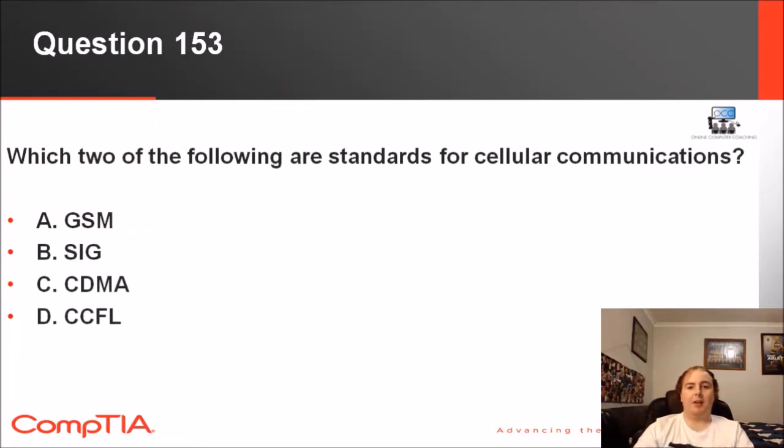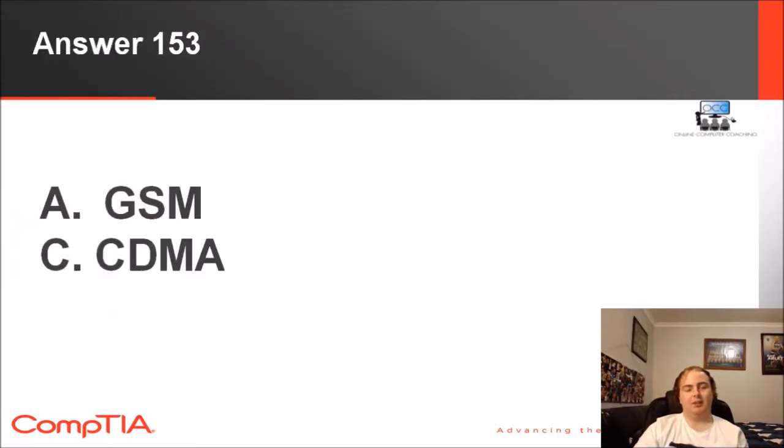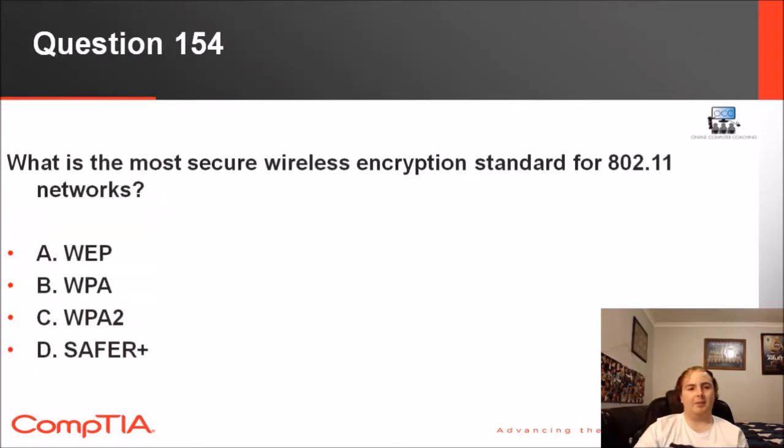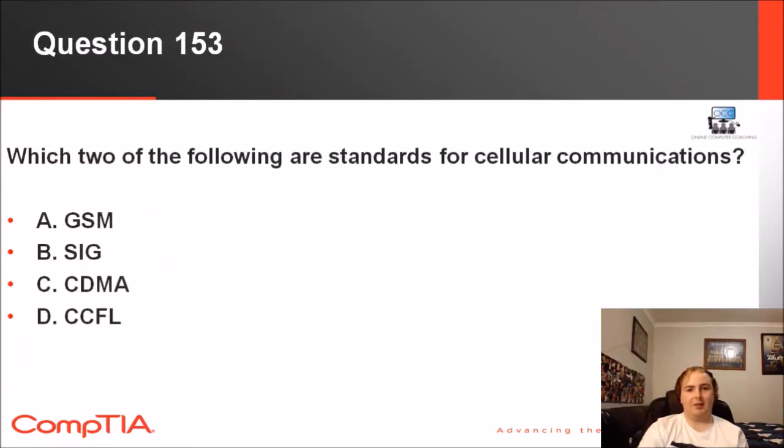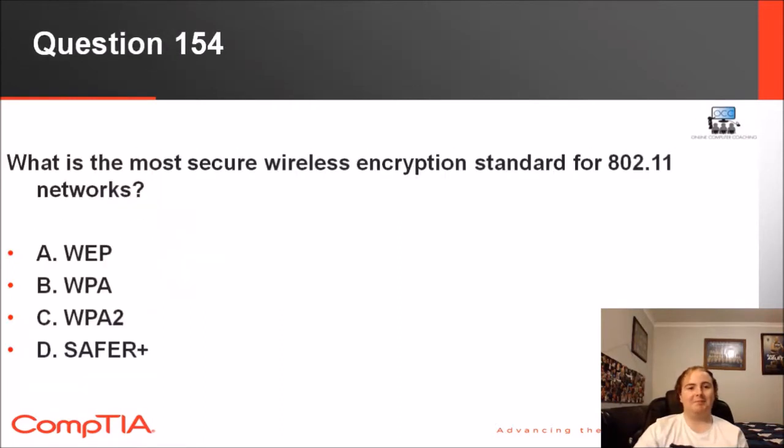153. Which two of the following are standards for cellular communications? And we've got two to choose from again: GSM, SIG, CDMA, CCFL. I'll just give you the answers for this one. It is A and C. GSM and CDMA, those are the ones, because the other ones are not cellular standards.